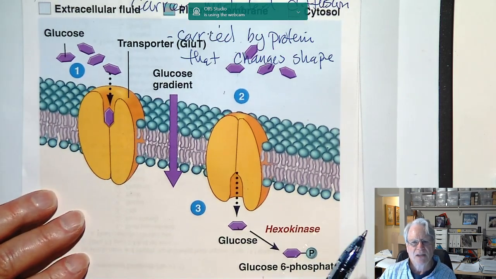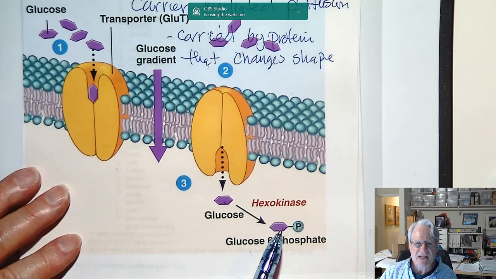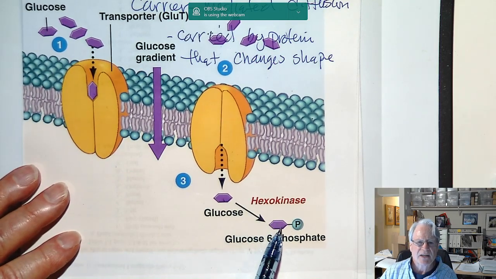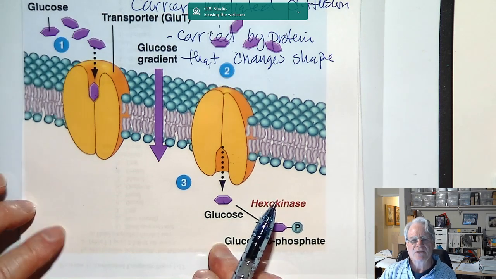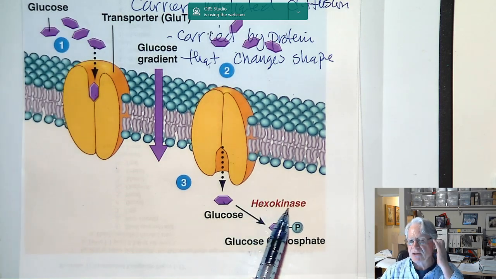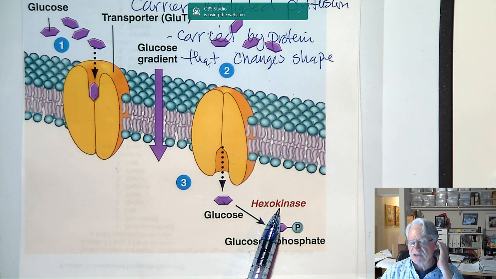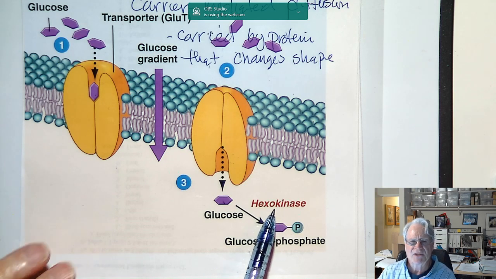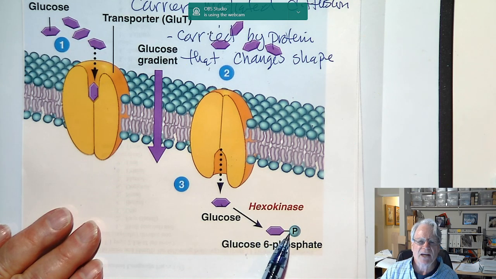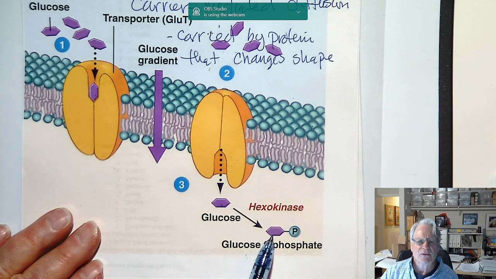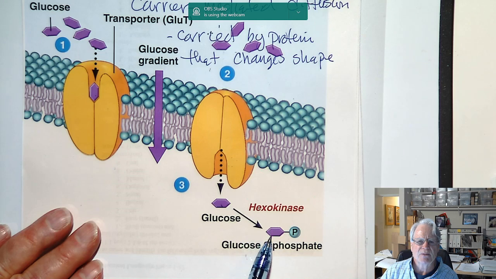Okay. Now, one of the interesting things that happens is as soon as the glucose comes in, we're going to attach a phosphate group to that, and that is going to be done by an enzyme. Here you can see the enzyme hexokinase is the enzyme that facilitates that reaction, and we're going to set that molecule up now to add or make larger molecules out of it.